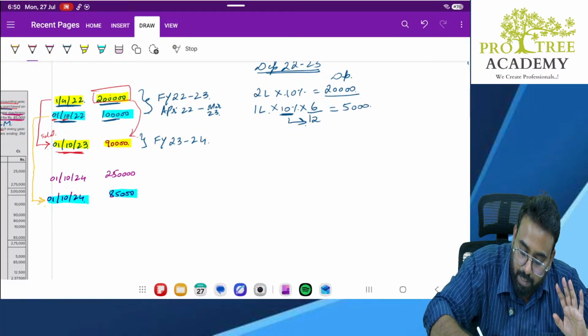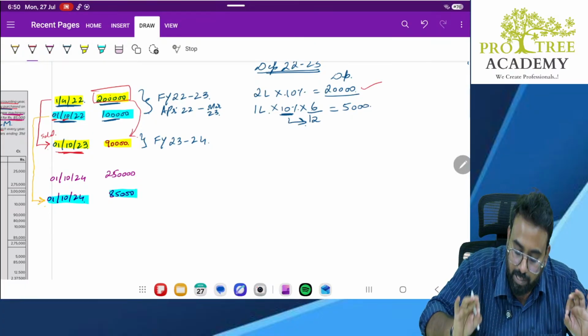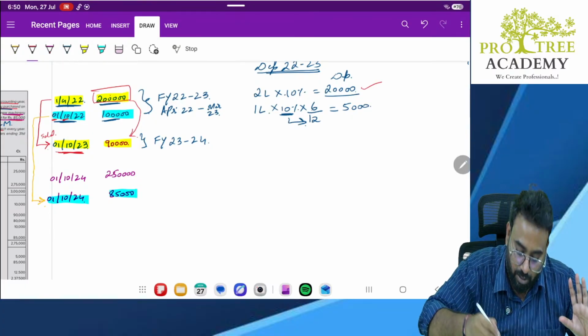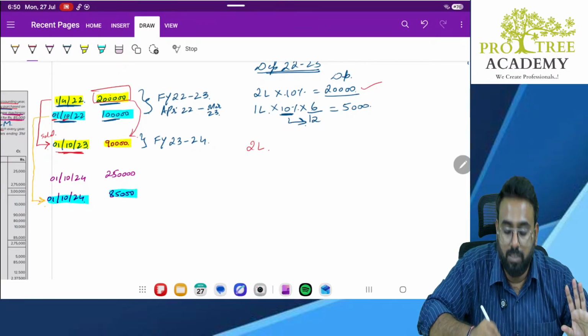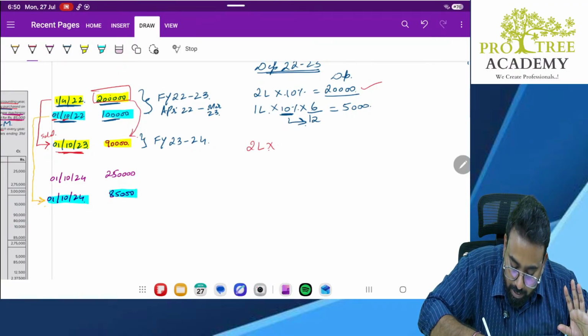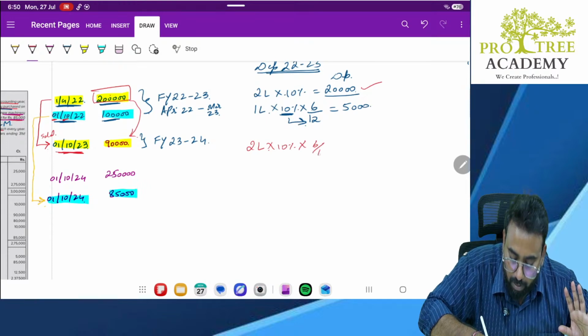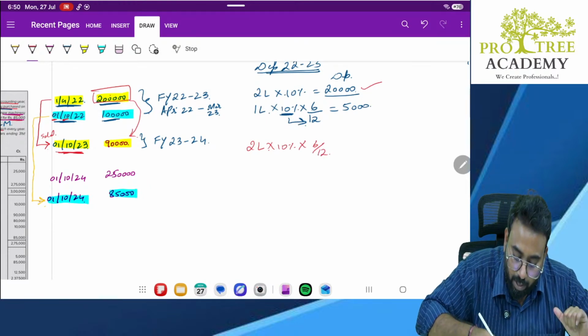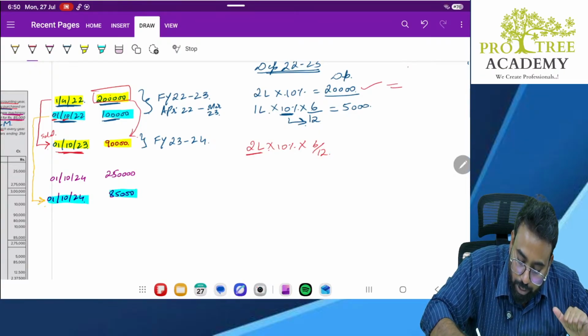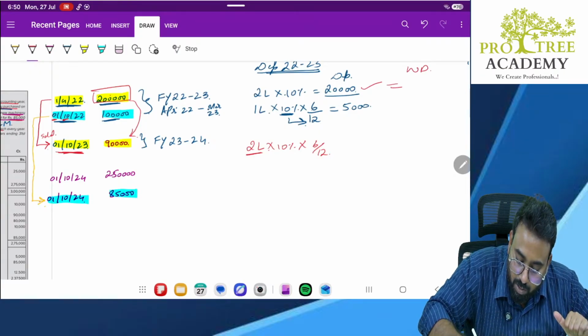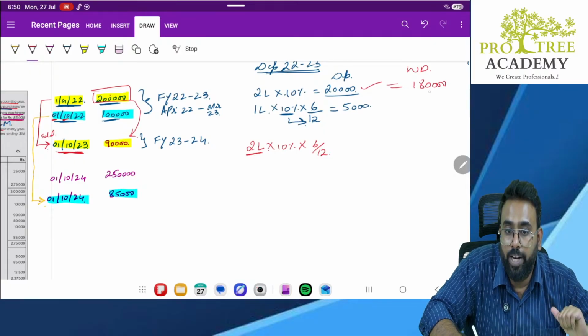So should we charge depreciation on this for 6 months? Answer is yes. So what is the cost of the machinery? 2 lakhs into 10% into 6 by 12. Now don't tell me why we are taking 2 lakhs, sir. Why we are not taking the WDV here? 2 lakh minus 20,000 is 1,80,000. Correct? Why are we not taking WDV, sir?